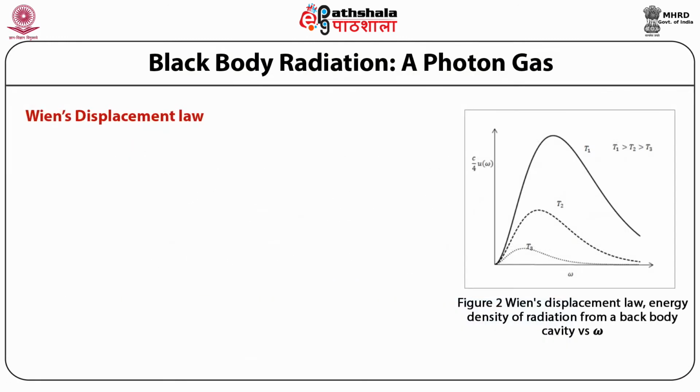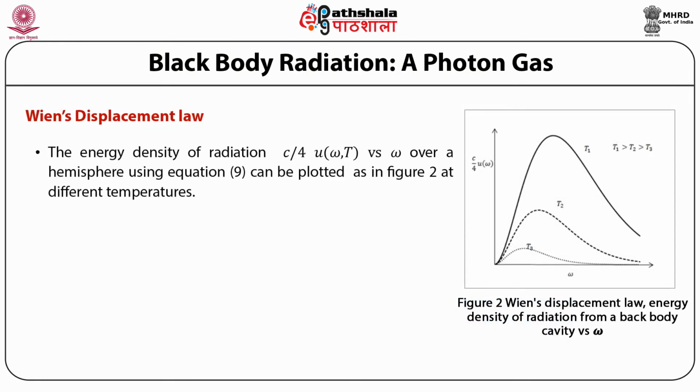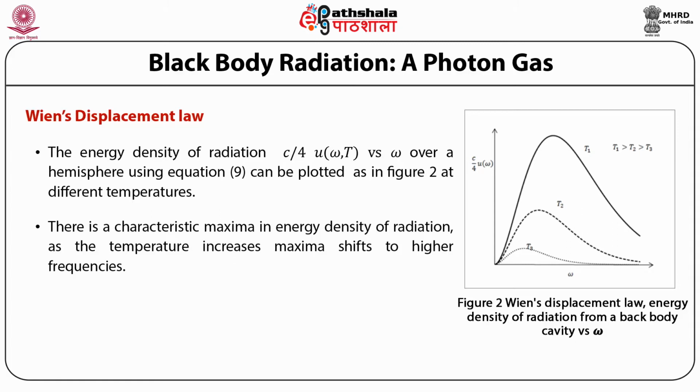Wien's displacement law. The energy density of radiation, c upon 4 u as a function of omega and T versus omega over a hemisphere, using equation 9, can be plotted as in figure 2. At different temperatures, we note that there is a characteristic maximum in energy density of radiation. As the temperature increases, the maxima shifts to higher frequencies, and this is the famous Wien's displacement law.